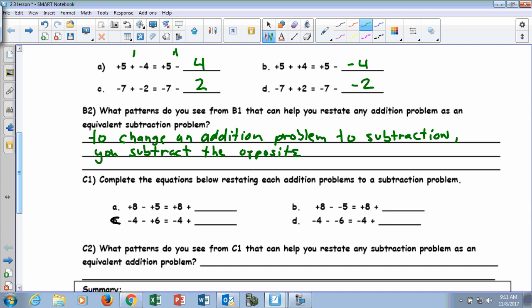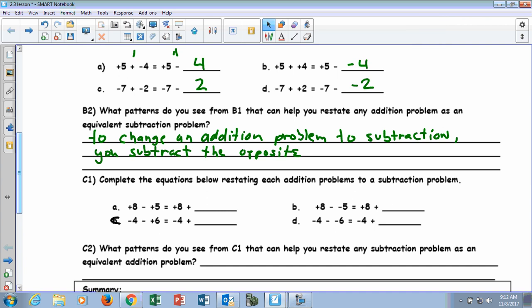So now I want you to try to figure out C1. So if you notice, we're starting with a subtraction problem, and you've got to fill in the blank for the addition problem. So basically, they just kind of switched it on you. All right? So see how that compares to what we did up above. All right?